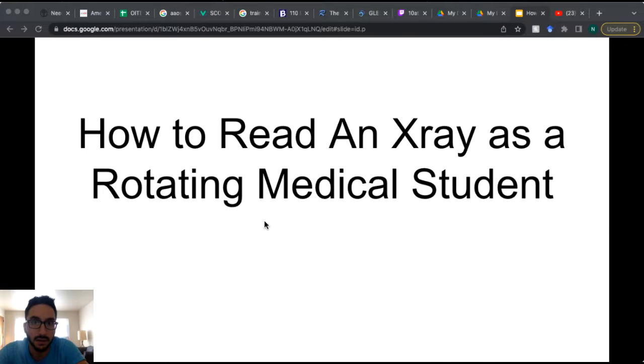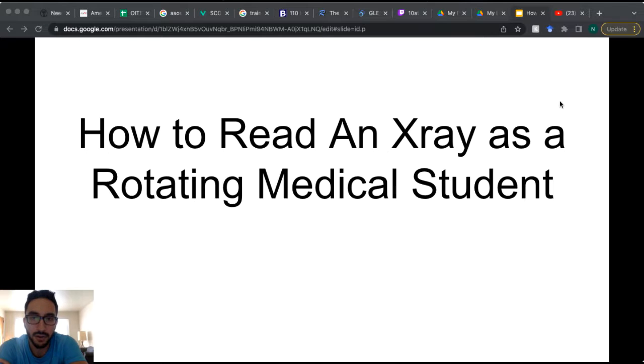Let's begin here. Today I'm going to talk about how to read an X-ray as a rotating medical student. This is something, if you want to pursue orthopedics, that you definitely want to know how to do going into your audition rotations. So far along the way, I've seen a couple of rotating students that haven't had the ability to do that, and you definitely don't want to be that person.